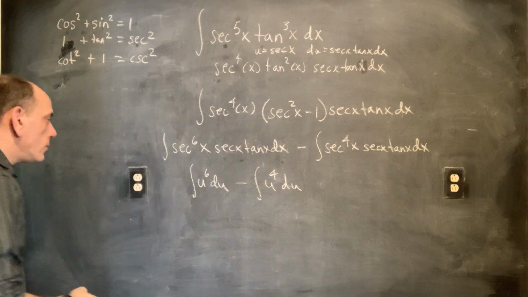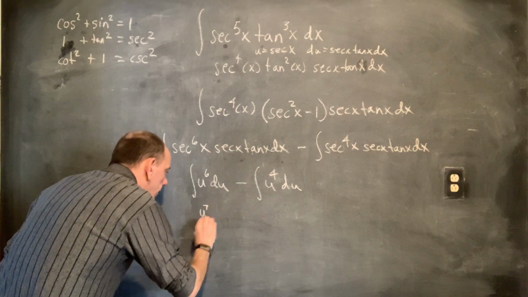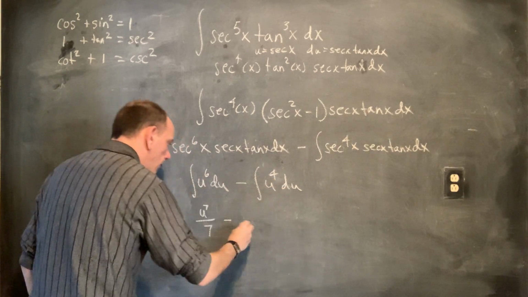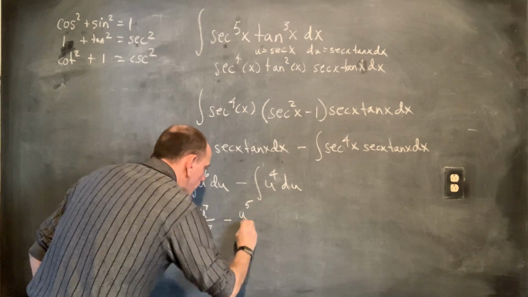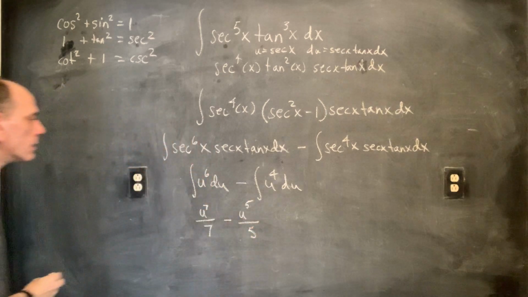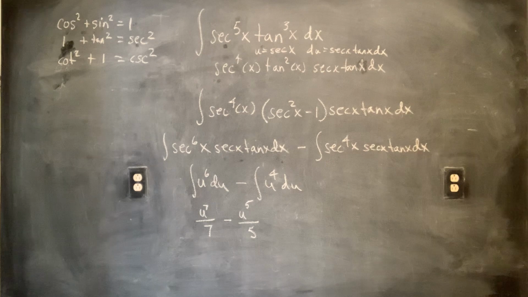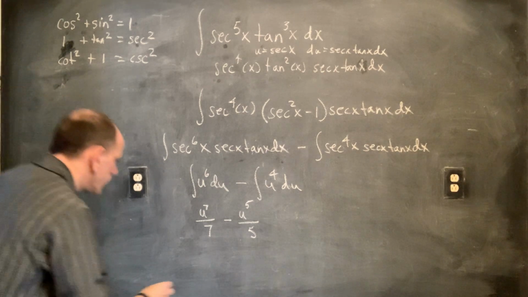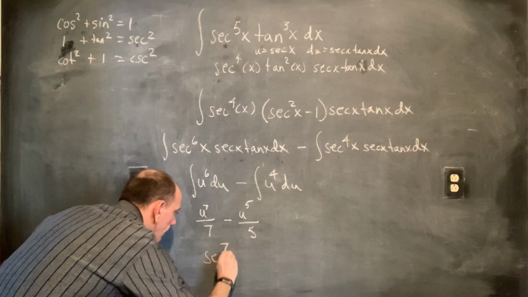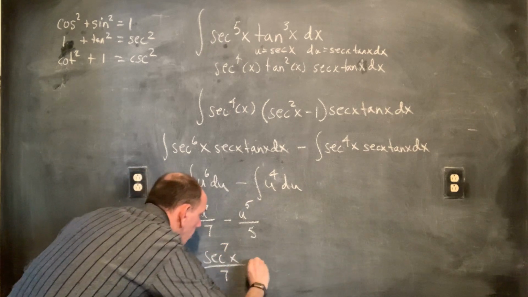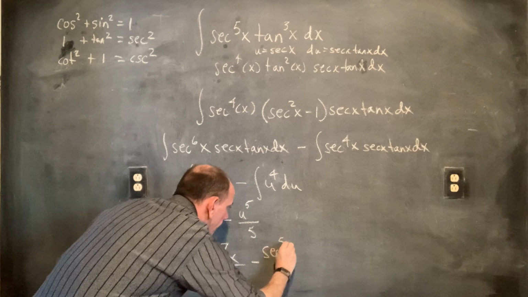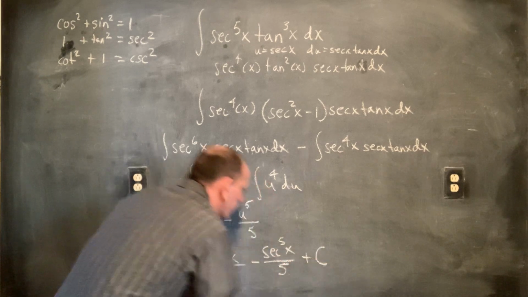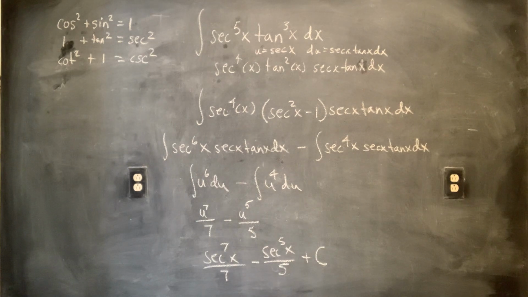Those are power rules. U to the seventh over 7, add 1, minus u to the fifth over 5. Now all we need to do is back sub for our u, secant. Secant to the seventh of x over 7 minus secant to the fifth of x over 5 plus c. Fantastic.